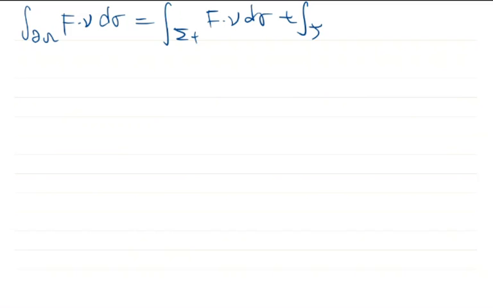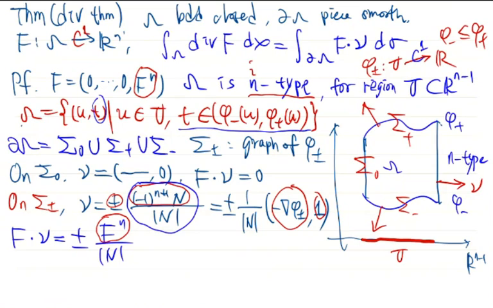So the boundary of omega, F and nu. So this is sigma positive plus sigma negative, plus sigma 0. Sigma 0 is 0 because on sigma 0, the inner product of F and nu is 0, therefore the integral is 0. So we only have the integral over sigma plus and sigma minus.